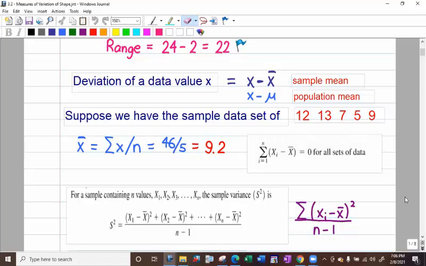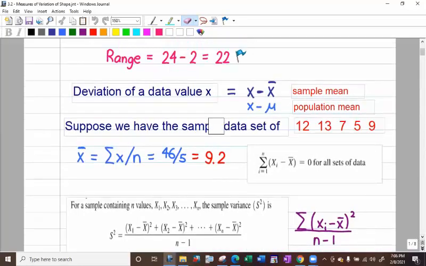Now I'm going to mention what's called a deviation of a data value. That means, whether it's sample or population, it's calculated the same way. You take whatever your data value is and subtract whichever mean it is, and that gives you what's called a deviation value. Now let's look at this.